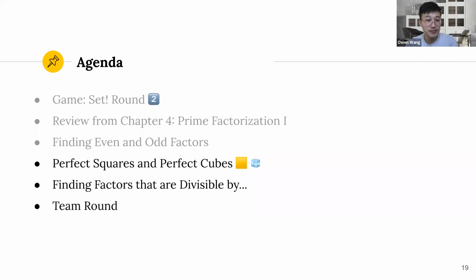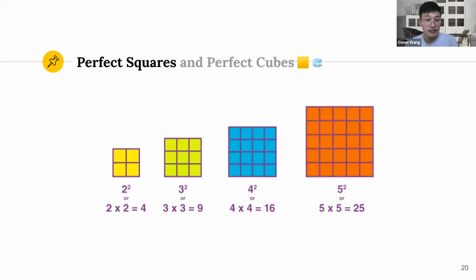Next. This is something that some of you might already know, but it's worth talking about because we're going to talk about squares and cubes. So a perfect square is a number that can be represented as another number times itself. Like a square, right? Like when you find the area of a square, it's side length times another side length. So numbers like 4, 9, 16, and 25 are perfect squares.